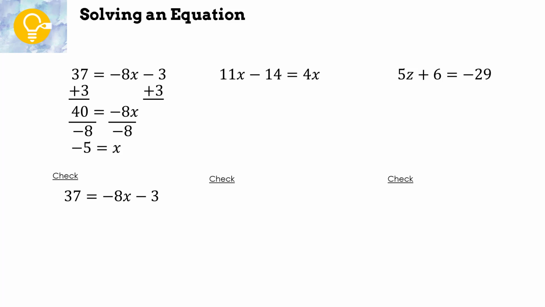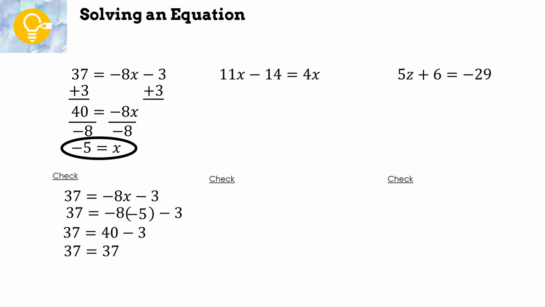I rewrite my equation. Then I put negative 5 in for my variable. Negative 8 times negative 5 is 40. 40 minus 3 is 37. Woohoo! We did it. X equals negative 5. Let's look at the next one.